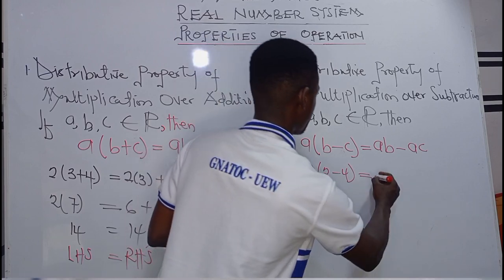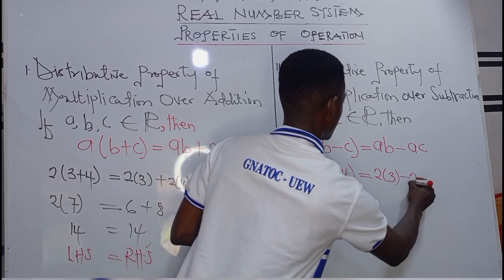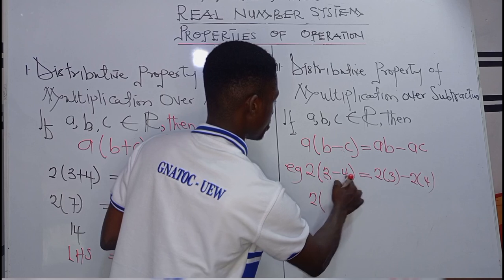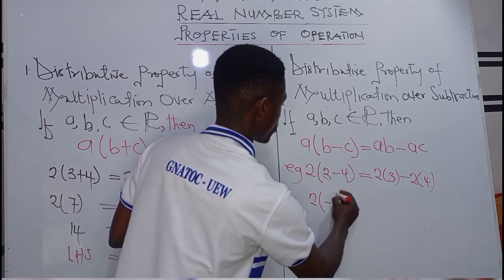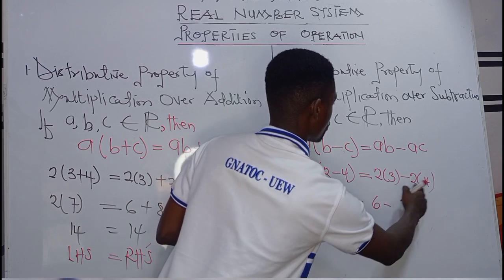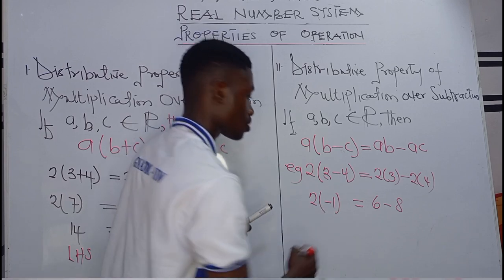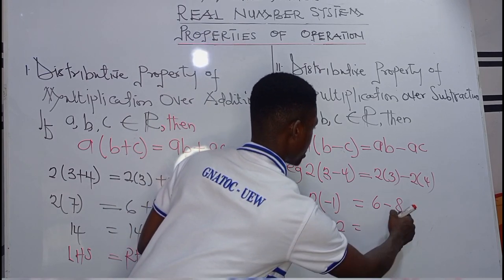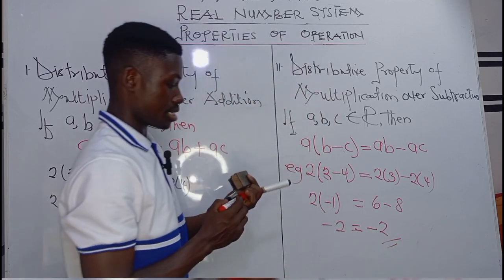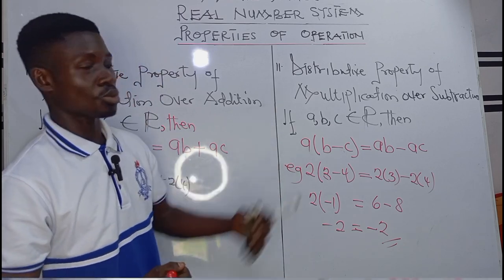2 times 3, expand the brackets, then 2 times what? 4. So we have 2, 3 minus 4 give us what? Minus 1, right? Good. 2 times 3 will give us 6, minus 2 times 4 will give us what? 8. 2 times minus 1 will give us what? Minus 2. 6 minus 8 will give us what? Minus 2. So this property is called the distributive property of multiplication over subtraction.